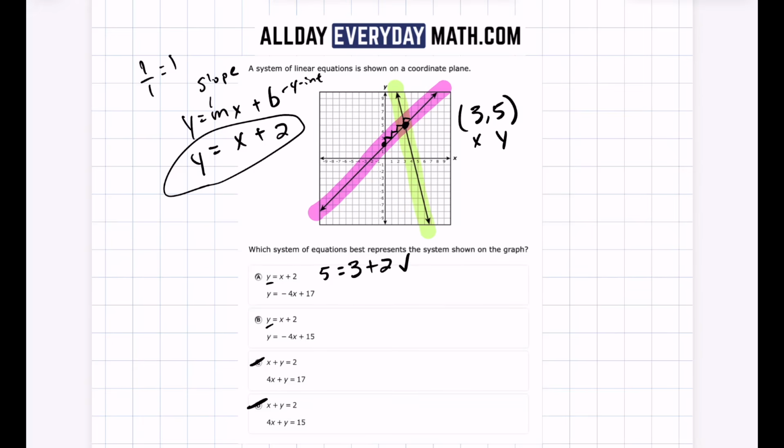I'm going to plug in 5 for y is equal to negative 4 times x, which is 3, and then plus 17. And so now we have 5 is equal to negative 4 times 3, which is negative 12, plus 17. And so 5 is equal to negative 12 plus 17 is a true statement, okay, because negative 12 plus 17 is equal to positive 5. So that one checks out as well. And so that means that we're going to go with letter A.